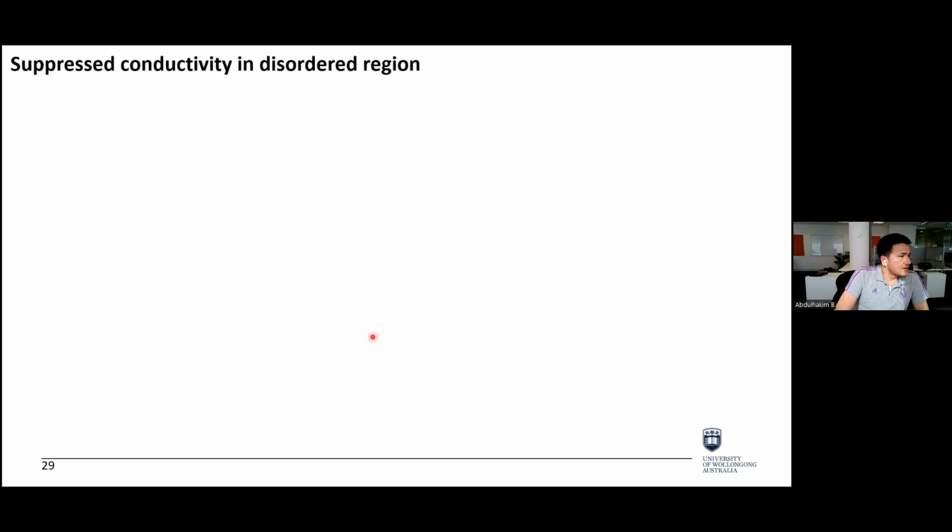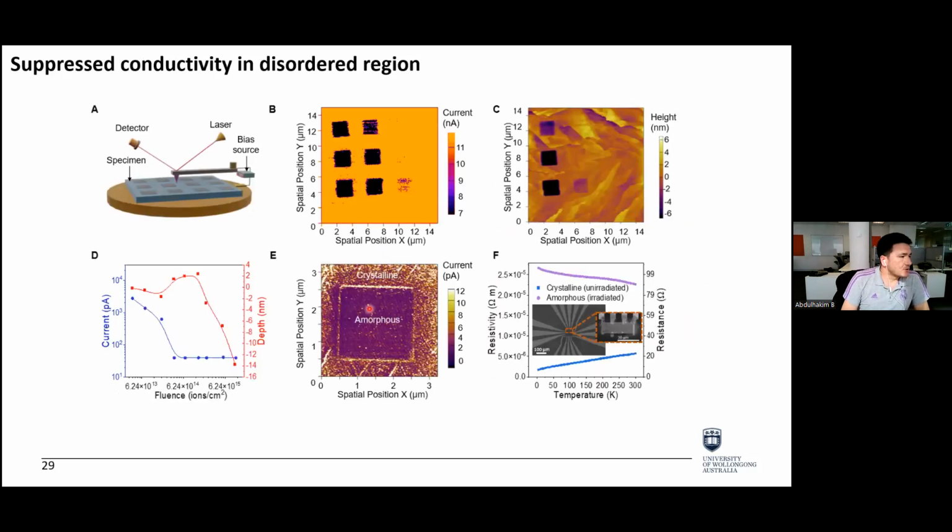And so we did a very systematic study. We also used conducting atomic force microscopy to study the surface and conductivity of this irradiated surface with different ion fluences. As you can see, those regions that appear black were irradiated with very high ion fluence, and are amorphized, and this also shows less conductivity on this CAFM map.